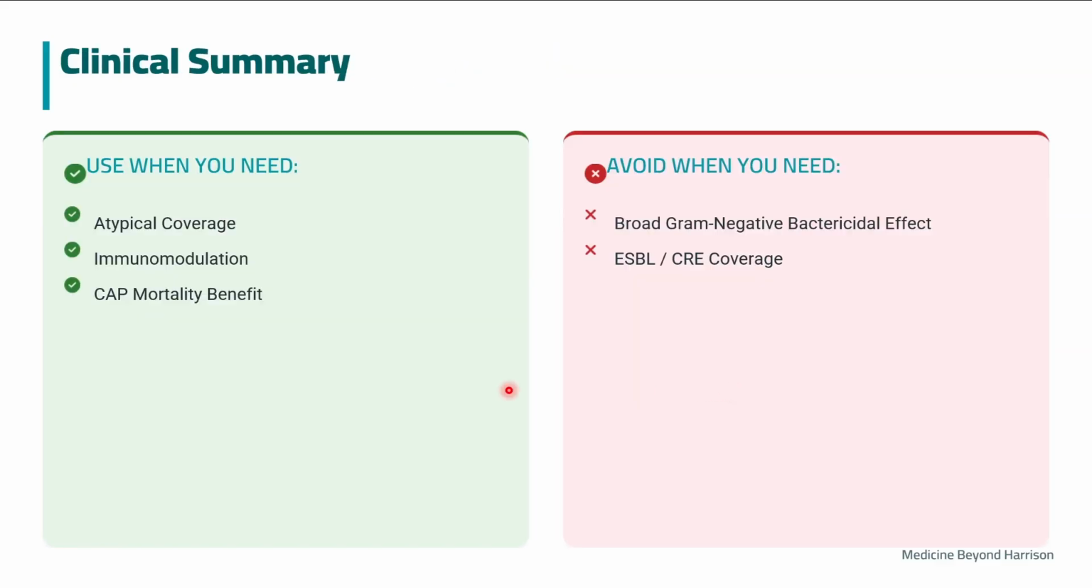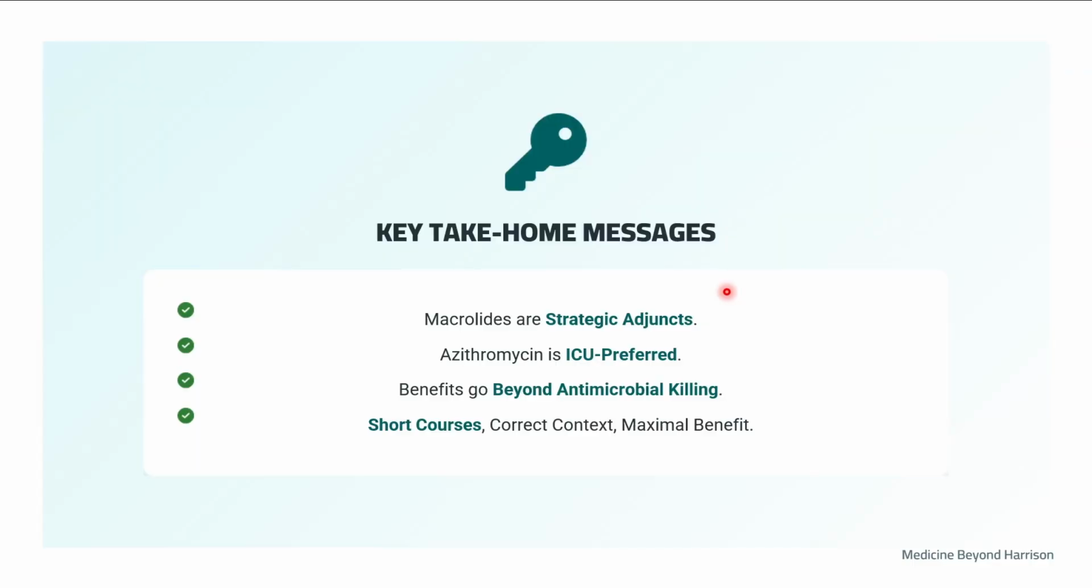In summary, macrolides are used for atypical coverage, for immunomodulation, and for community acquired pneumonia mortality benefit. These are the only use cases currently in clinical practice. Avoid them when you want a broad spectrum gram-negative bactericidal effect, or when you suspect ESBL or carbapenem resistant Enterobacteriaceae. Take-home messages: macrolides are strategic adjuncts and not first-line agents, used mainly as adjunct therapy. Azithromycin is ICU preferred if you are going for a macrolide antibiotic. Benefits go beyond antimicrobial killing, with immunomodulatory effects, and it is given in short courses in the correct context for maximal benefit.